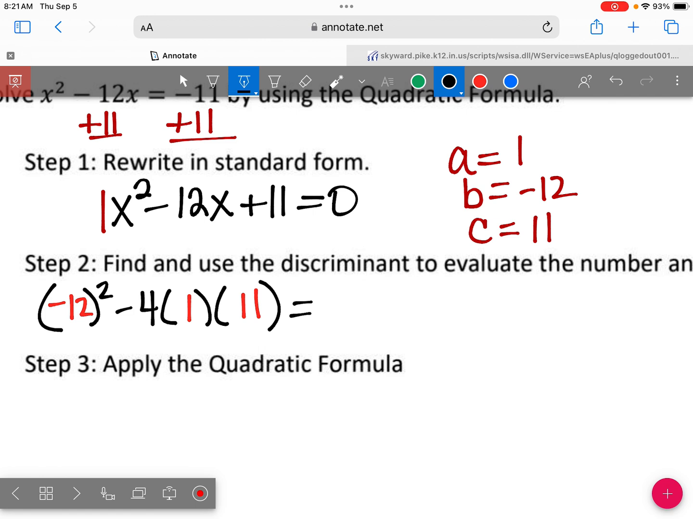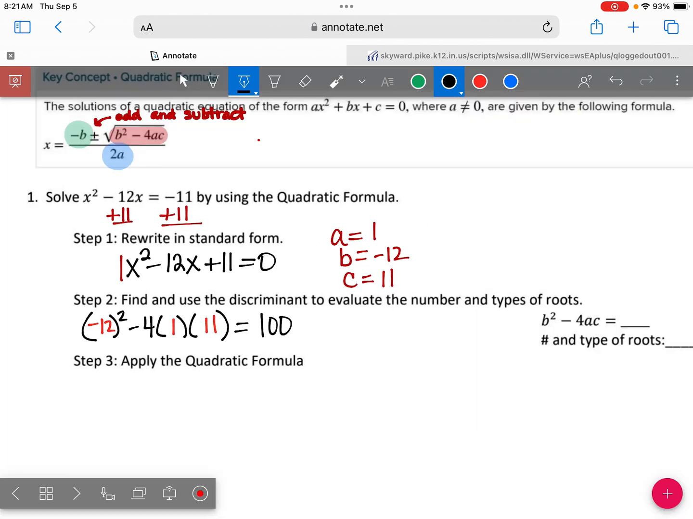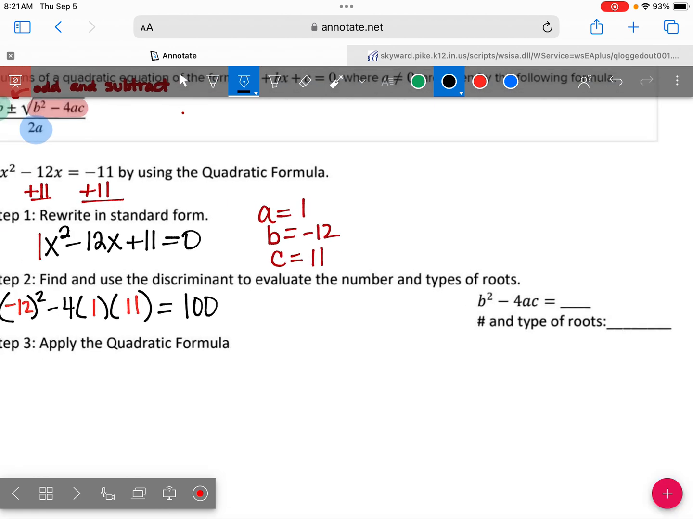What did you get when you typed it in your calculator? 100. Anybody else get 100? All right, so that's the part underneath the square root. So because it's positive, Danny, can you sit up for me, please? Because it's positive, what does that mean? How many solutions do we have? 2 real solutions. So that's a really small little line to fit that on, but I'm going to try. 2 real solutions.